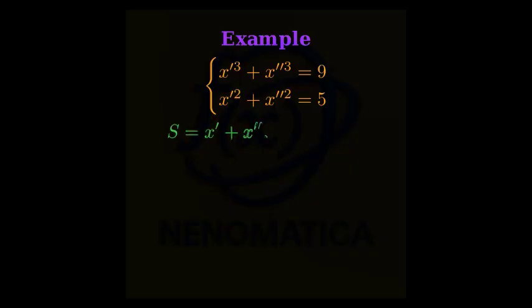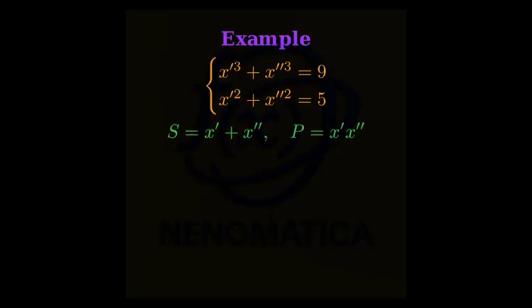Example: we will form a new quadratic equation whose roots x prime and x double prime satisfy two power sum relations. The given system is the sum of cubes equals 9 and the sum of squares equals 5. Step 1. Define S as the sum.